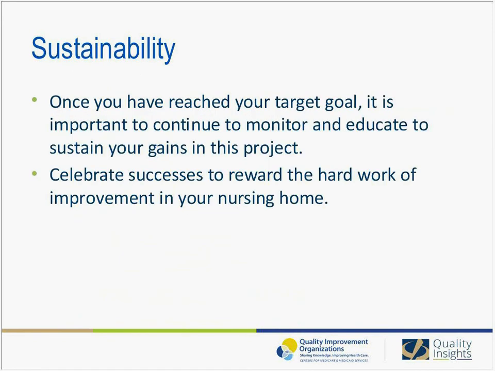Once you have made the improvement and you've reached your goal, you do want to make sure that you sustain those gains. It's important to continue to monitor and educate so you don't backslide and we don't find ourselves 6 months later in the exact same boat where our rate is way too high. Celebrate successes to reward the hard work of improvement in your nursing home and of those great team members and of your staff.